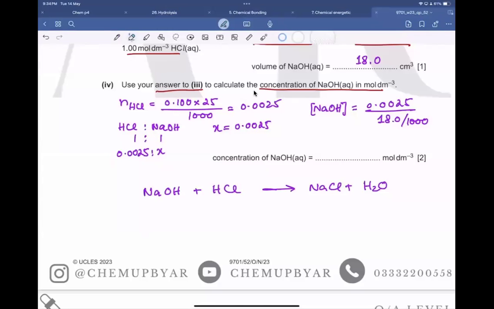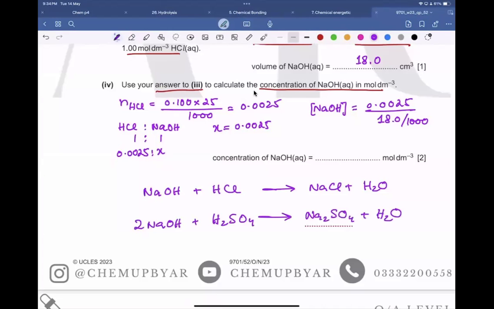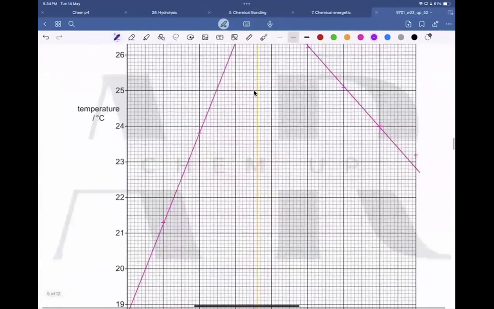But for example, if you react the sodium hydroxide with sulfuric acid instead of hydrochloric acid, the salt would be Na2SO4 and H2O. And now if you balance the equation, you have to put 2 over here. So the ratio of sulfuric acid with NaOH is going to be 1:2. Okay, so we are getting the answer 0.139 mole per dm cube. Is this clear? Yes, that is the answer. 0.139 mole per dm cube.